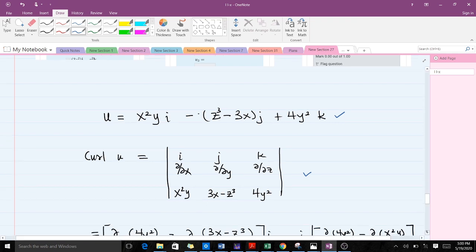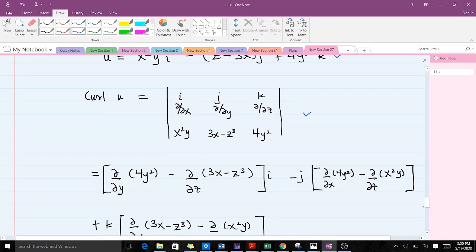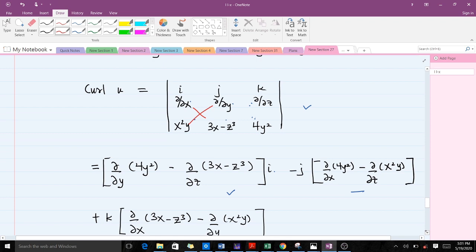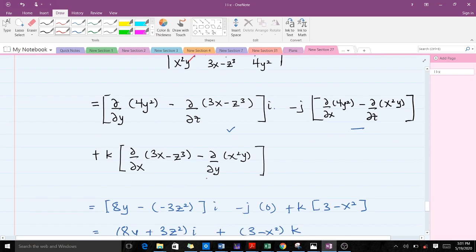In finding the determinant, we first bring our i here, then we ignore this portion, so it will be this times this, then minus this times this. That's what we see here. For the j component, it is minus j times this times this, then minus this times this. That's what we can also see here. Then the k component is going to be this times this, then minus this times this. So that's what you can also see here.